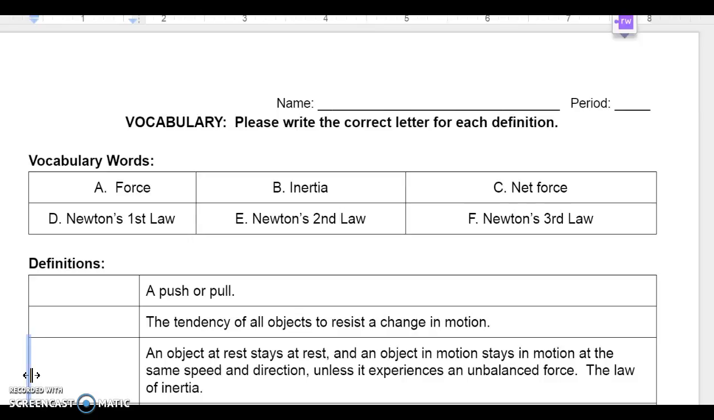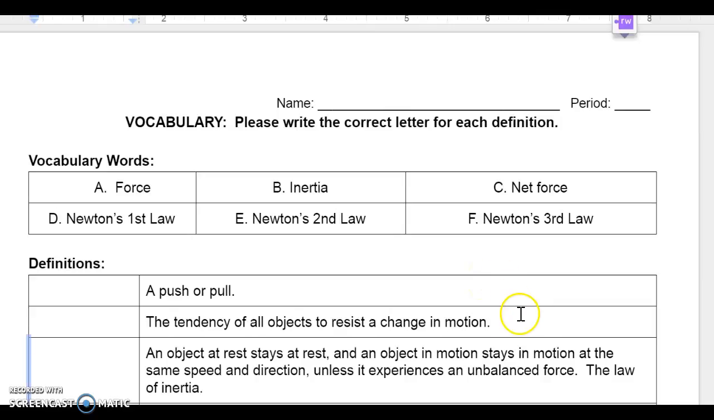For the first section, our vocabulary words are force, inertia, net force, Newton's first law, Newton's second law, and Newton's third law. So our first word is a push or pull. You just kind of have to look. You can write down A, B, C, D, E, or F. Which one means to push or pull?